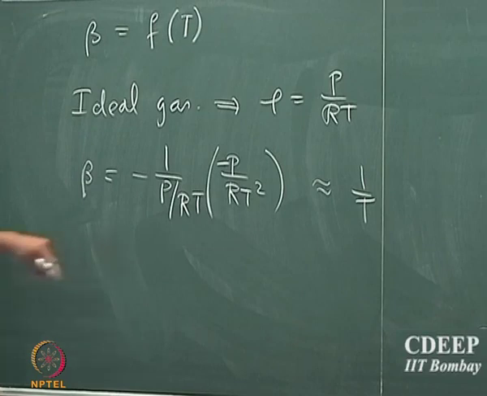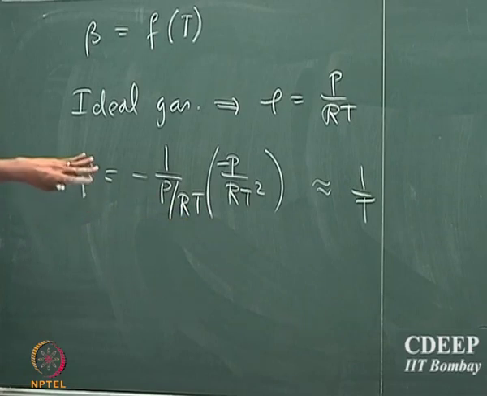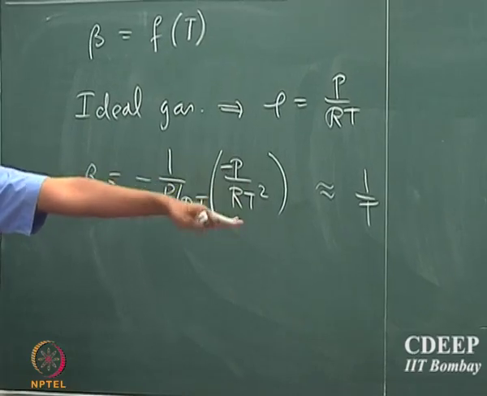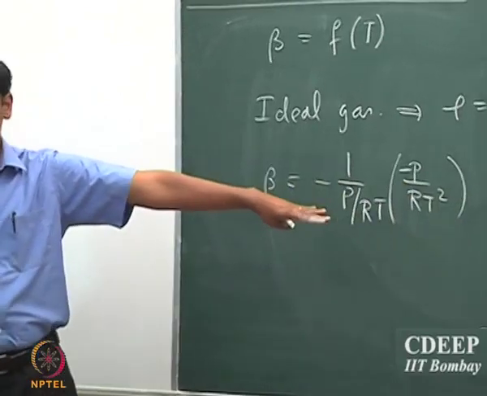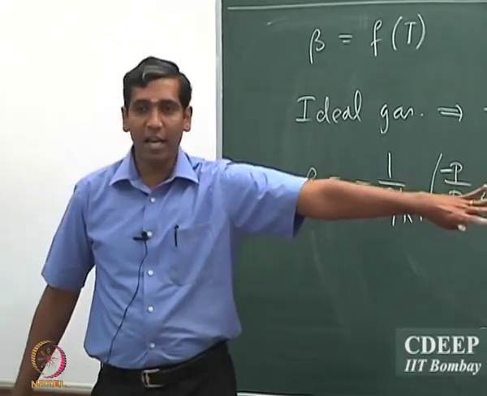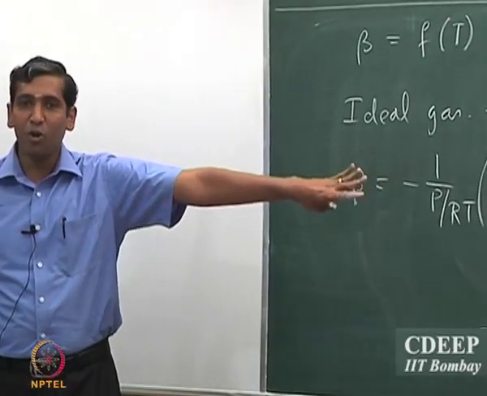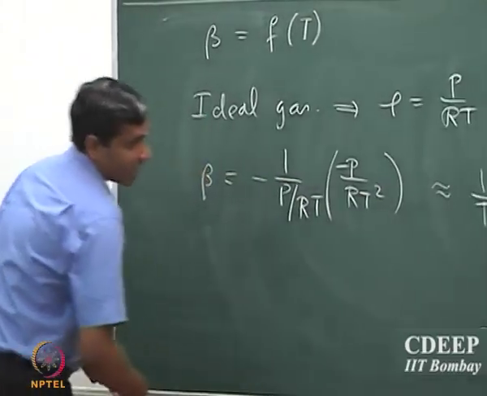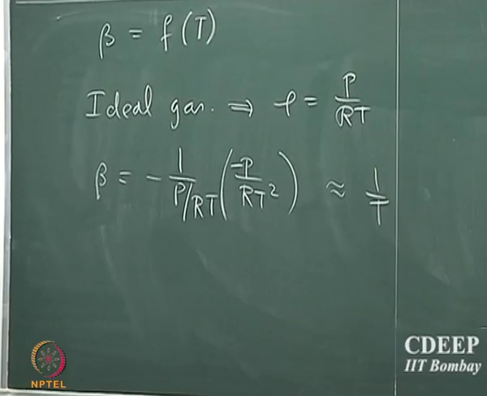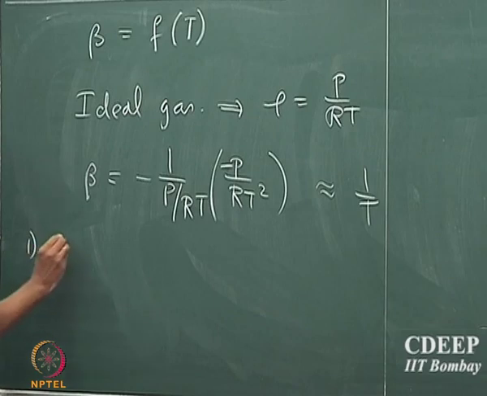So our compressibility approximately scales as 1 over temperature, but let us for the moment assume that beta is a measurable property and it is not varying significantly in the temperature range that we are looking at. You must understand this difference, it scales as 1 over T, but just for the sake of getting insight as to what is happening in this problem, let us assume that beta remains almost constant in the temperature range that we are looking at. So now we can write all the balance equations in the boundary layer, and the first one would be the continuity equation.